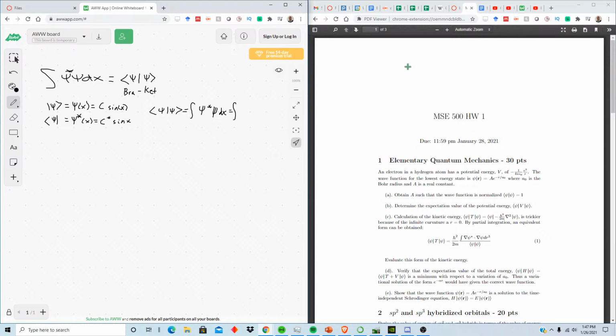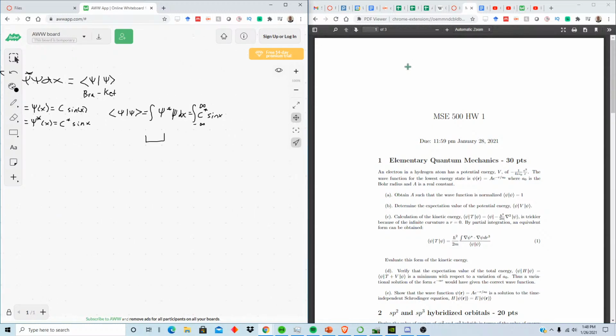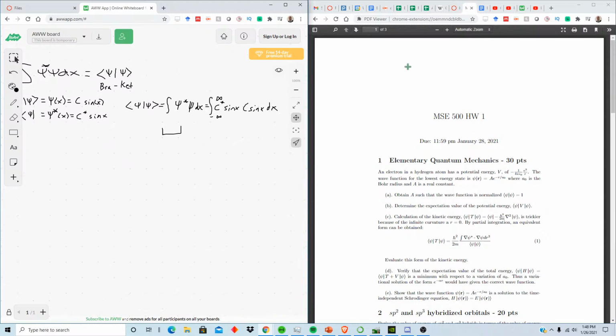And so this would be drawn like this. It might be negative infinity to infinity, or say 0 to a if you're in an infinite square well. And you'd have C sine of x times C sine of x dx. You would just integrate this and you'll get some type of value. And this isn't the end of it.